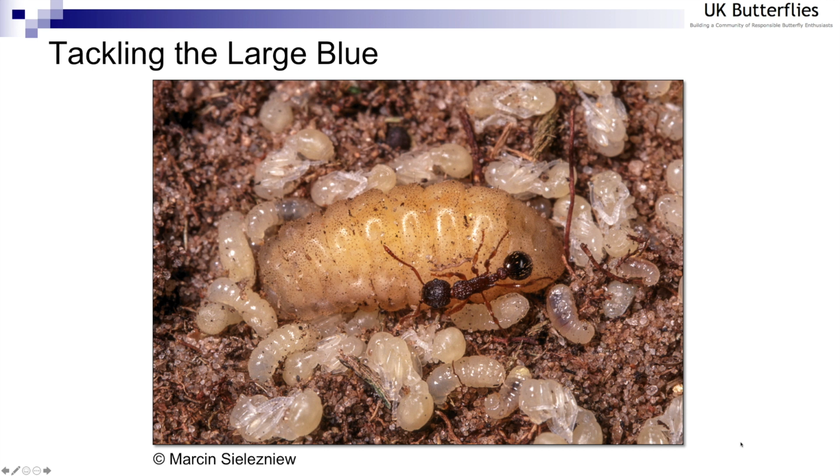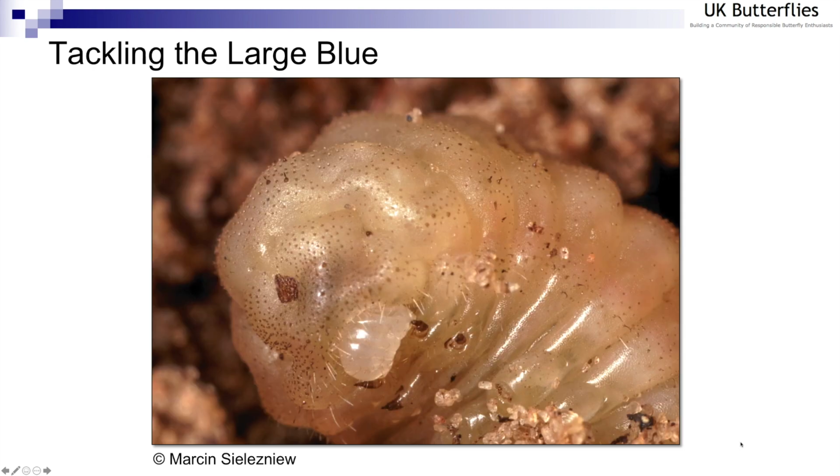So here's a final instar fully grown inside an ant nest after it's been feeding on the ant grubs. And as you can see, they're being attended by an ant still. And then this is the most amazing image I've seen. So this is a large blue final instar caterpillar eating an ant grub. So an incredible image there from Marcin. It's pretty gruesome, but amazing all the same.